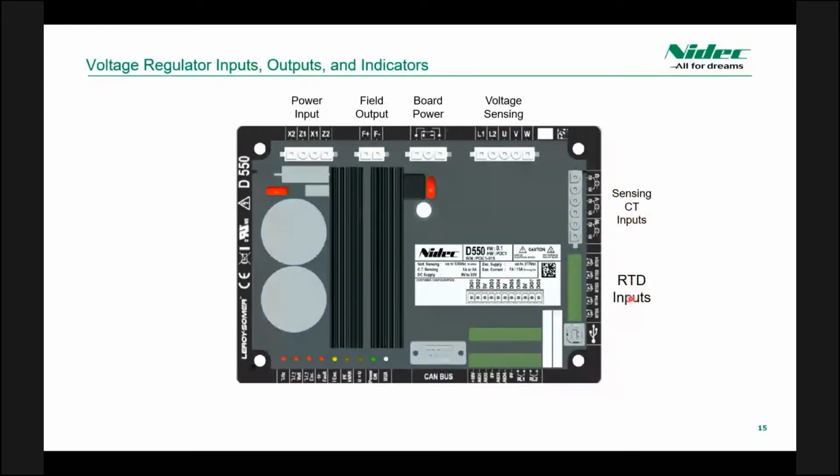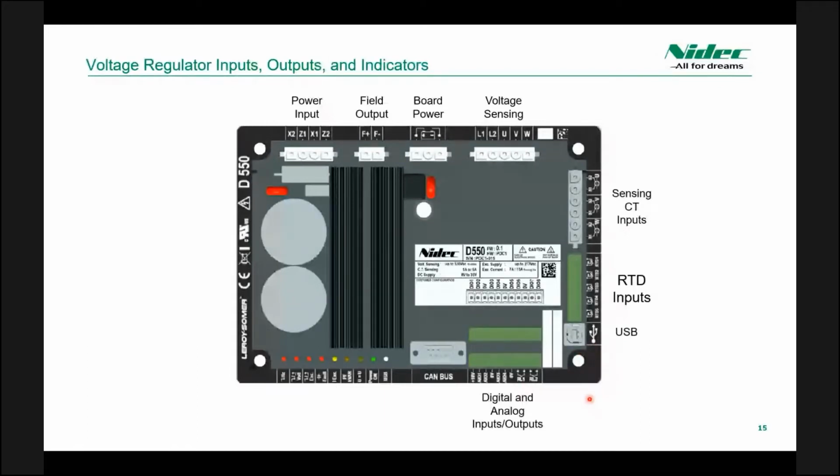RTD inputs, this is what we'd use if we wanted to monitor temperature at different points in the generator. The USB port is what we connect to upload and download programs to the regulator, and we can also use that to monitor different behaviors of the regulator.